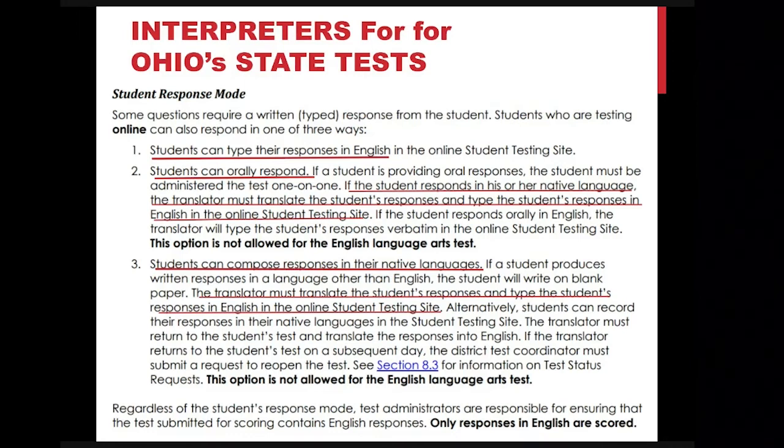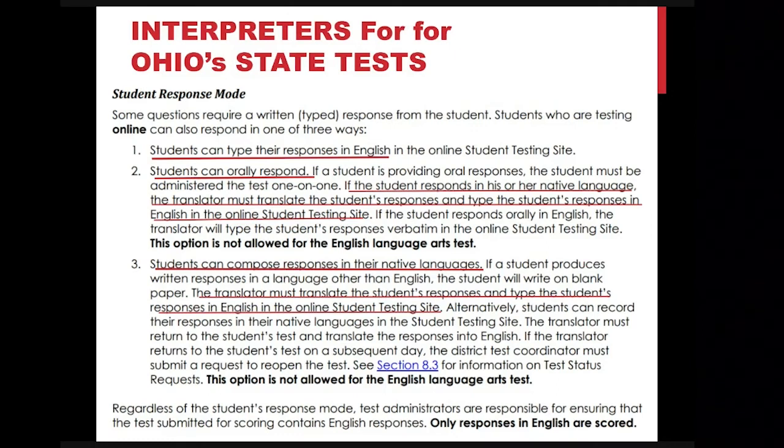So first, if they have enough English skills and they can respond to the answer in English and type it in the computer on their own, they're fine to do that. They may also orally respond. If they respond orally in their native language, you will translate and type the student's response in English in the online student testing portal. If they orally respond in English, you will type the student's response verbatim in the online student testing site. If the student responds orally, the test must be given individually and not in a group setting.